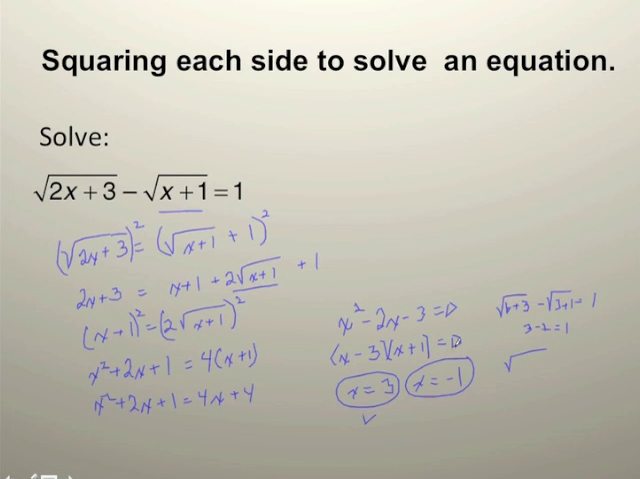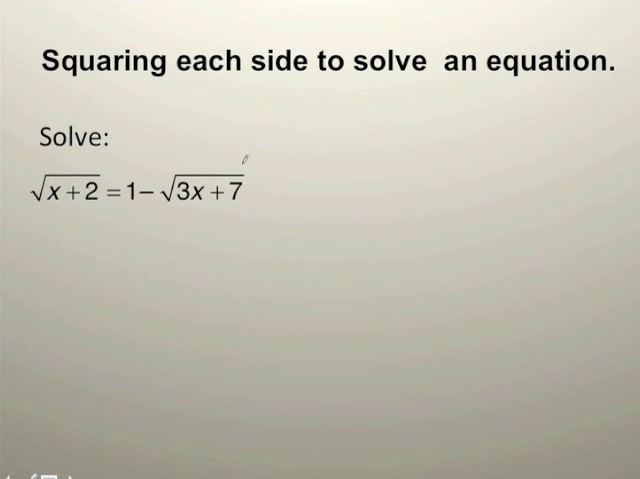2 times negative 1, so negative 2 plus 3 is 1, minus the square root of negative 1 plus 1, which is 0, equals 1. Well, the square root of 1 is 1, the square root of 0 is 0, equals 1. So that checks. Both of these solutions work.